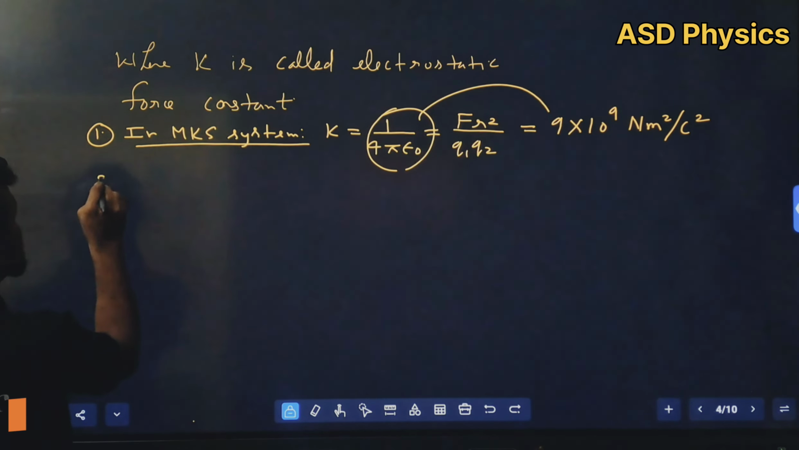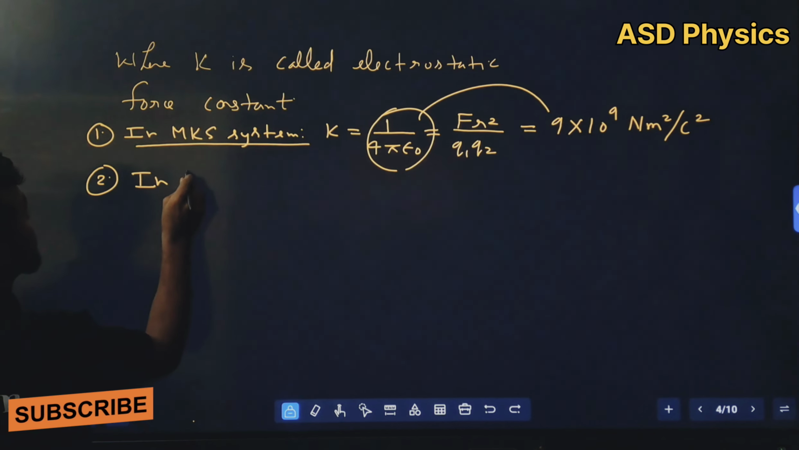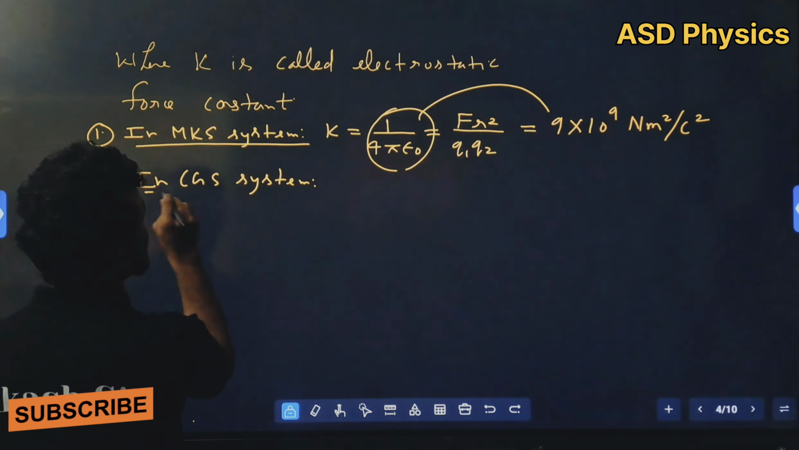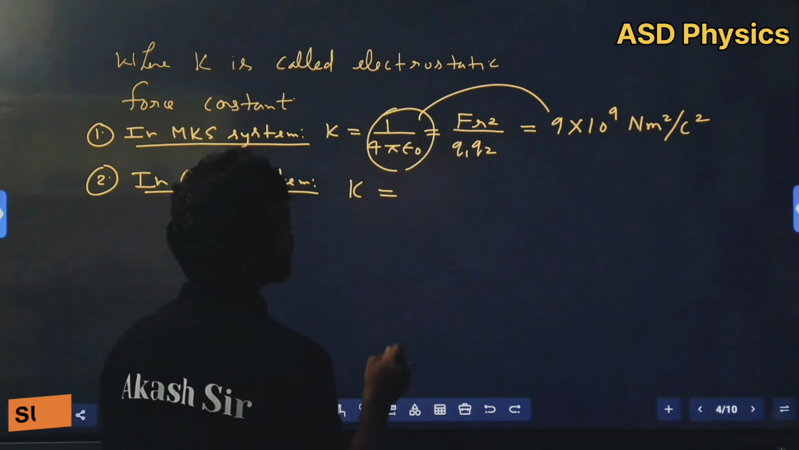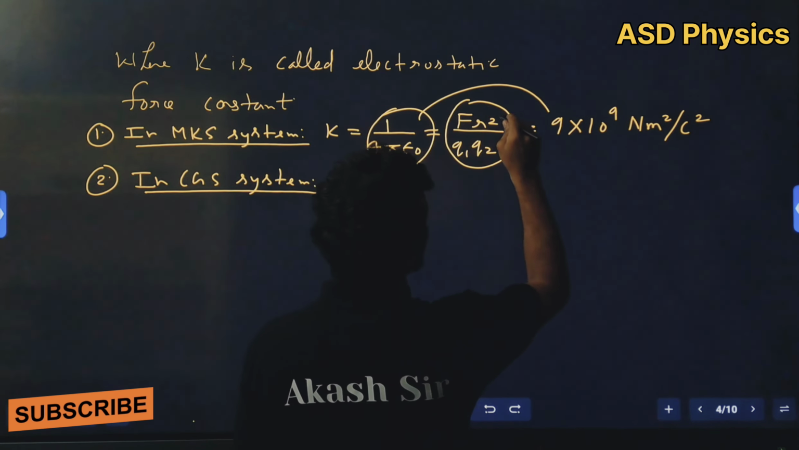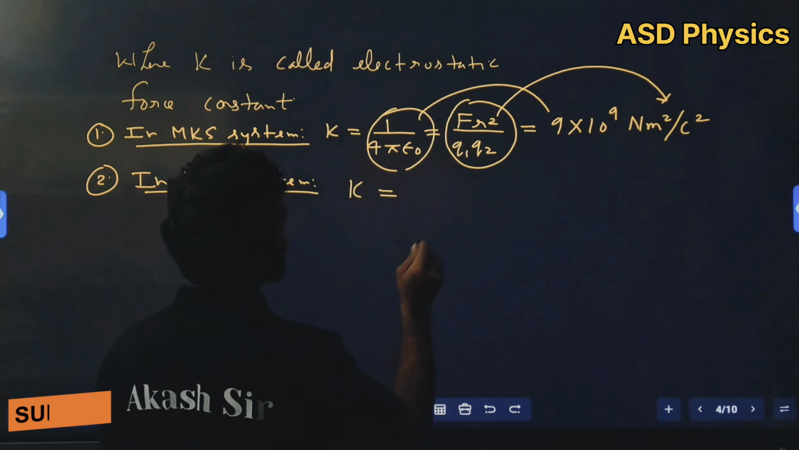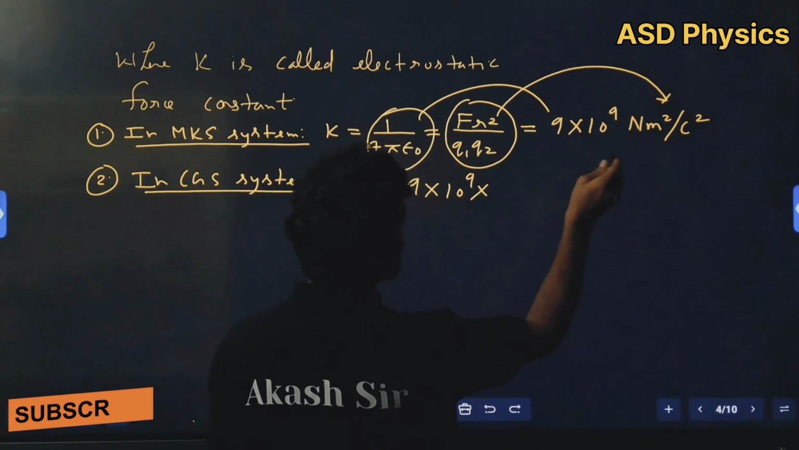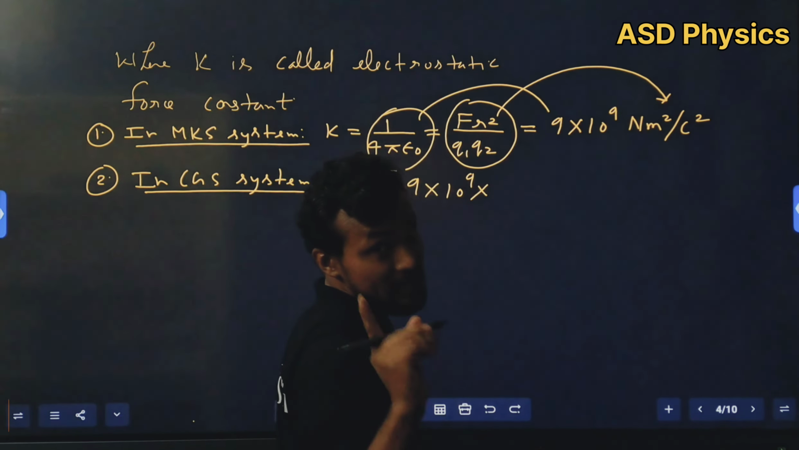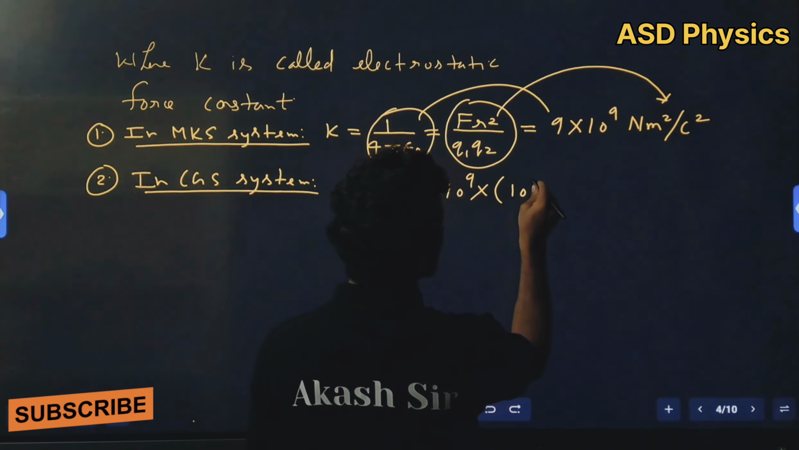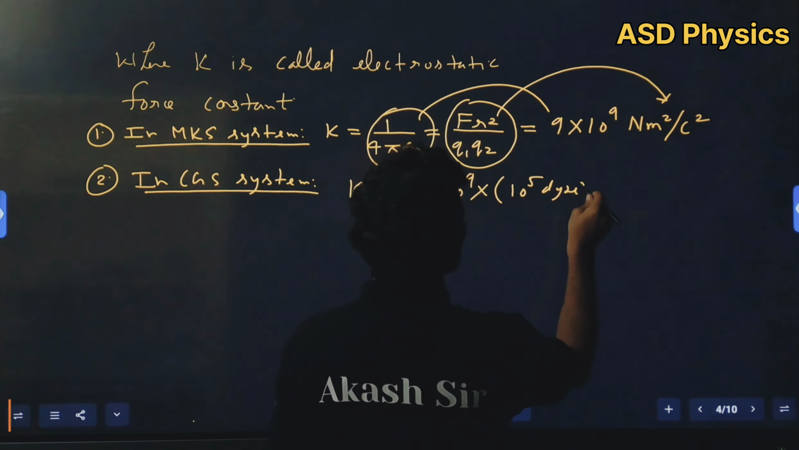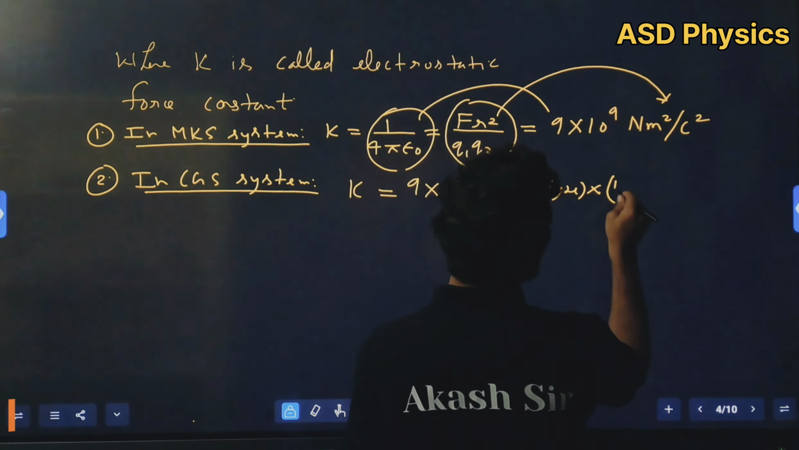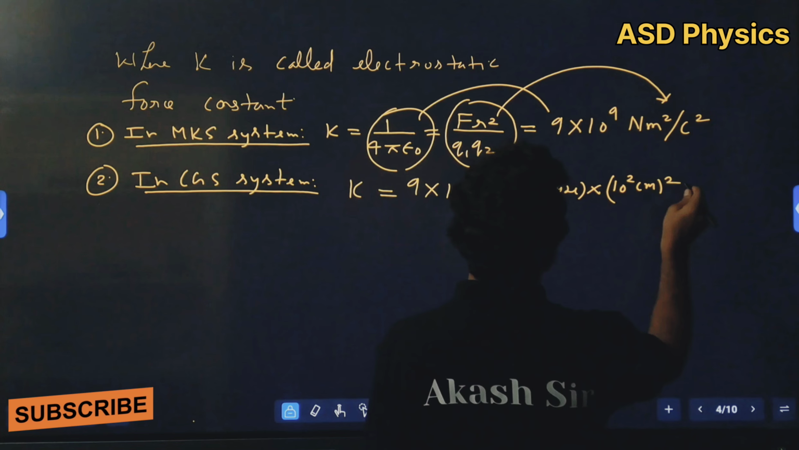Now in the CGS system, K equals, I used the earlier expression just for the unit purpose. Here in the CGS system, 9 into 10 to the power 9 Newton, and Newton means how many dynes? Newton means 10 to the power 5 dyne, into meter square. 1 meter is how many centimeters? 10 to the power 2 centimeter, whole square.